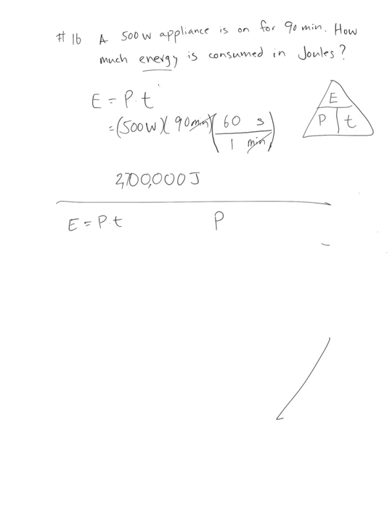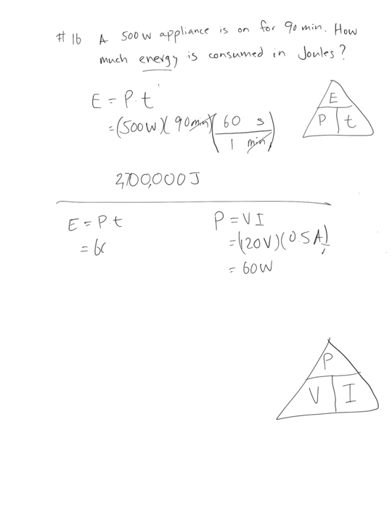And there is another one. And again, you'll get this on the test too. And it's power equals voltage times current. So we can use that because we have the voltage and the current. It's 120 volts, and that is multiplied by 0.5 amps. And so we can multiply those, and that is going to be 60 watts. So now that we have that, we can put that into this formula, 60 watts times 5 minutes.